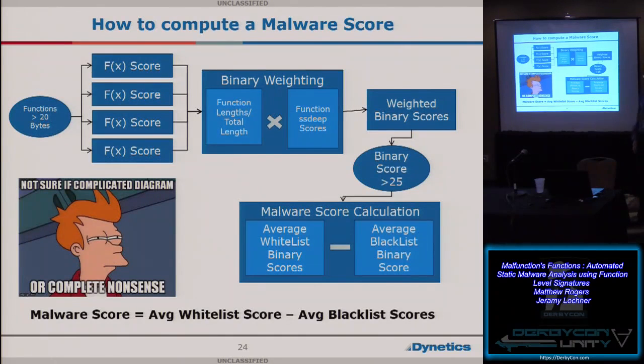So this is a somewhat weird slide on how to calculate our malware score. Like I said earlier, we take all of the functions that are less than 20 bytes and throw them out. Then we get all of our function scores, and we do our weighting, which is just function length over the total length times each function's respective score. From there, we associate the scores on a binary level. In order to get more meaningful data, we throw out any binary scores that are less than 25, and then we take the average scores in the blacklist and the average scores in the whitelist, and then do whitelist minus blacklist binary scores, and that is our total malware score. So that's from negative 100 to 100, a negative number being most likely malicious and a positive number being benign.